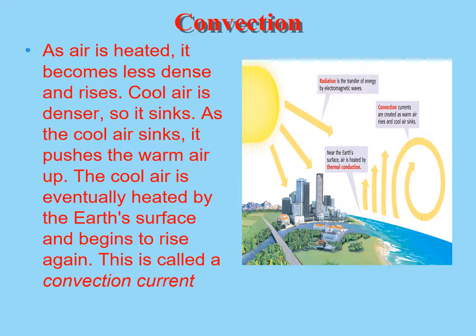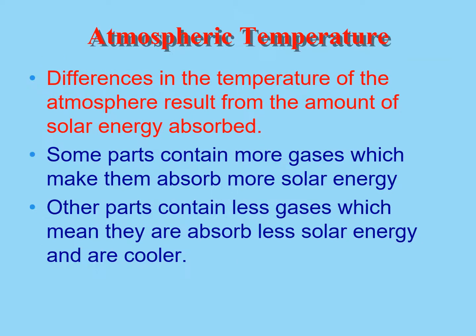And again, as this warm air rises, it can only get so high before it starts to cool off again. And as it cools off, it becomes more dense and starts to sink. And that sinking air replaces that warm rising air, which gives us our convection current. Differences in temperature of the atmosphere result from the amount of solar energy that's absorbed.